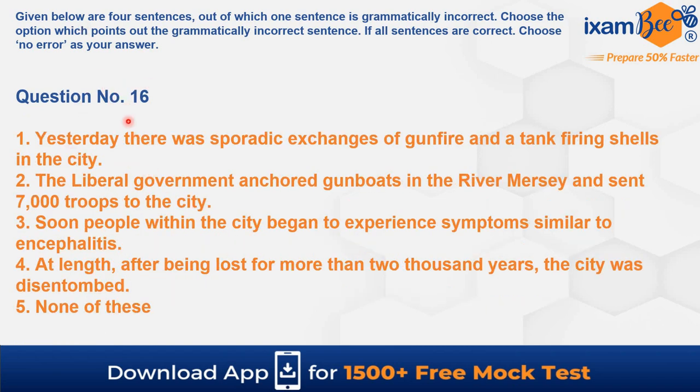Okay, now let's see question 16. See, yesterday there was sporadic exchanges. What was there? There were exchanges, right? There were exchanges. The noun here is in plural form. Hence, the complement or the object is in a plural form. So the subject verb has to be also in plural form. So it has to be there were sporadic exchanges, right? So please take care of the subject verb agreement. Kindly study that, okay?